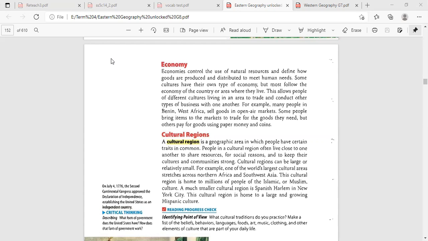All right, I will repeat it again. We said that a culture region is a geographic area where people have traits in common. They share their traits. Why do they live close to each other? For many reasons. Number one, to share resources. Number two, for social reasons, to keep their culture and communities strong. The last one, who can give me an example of a smaller culture region?